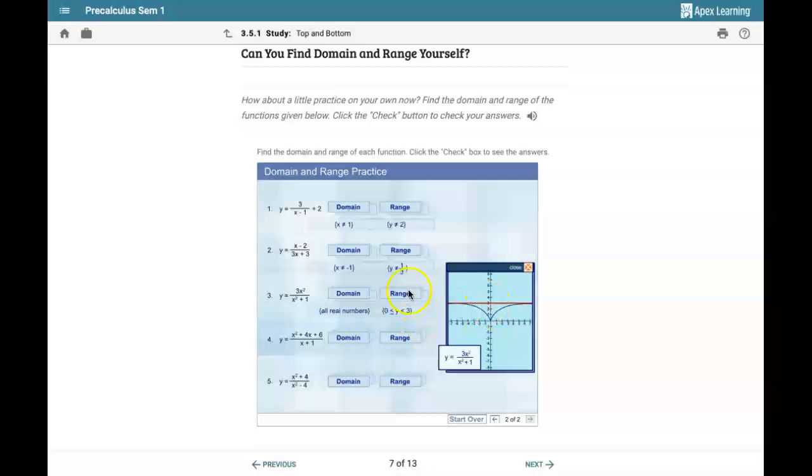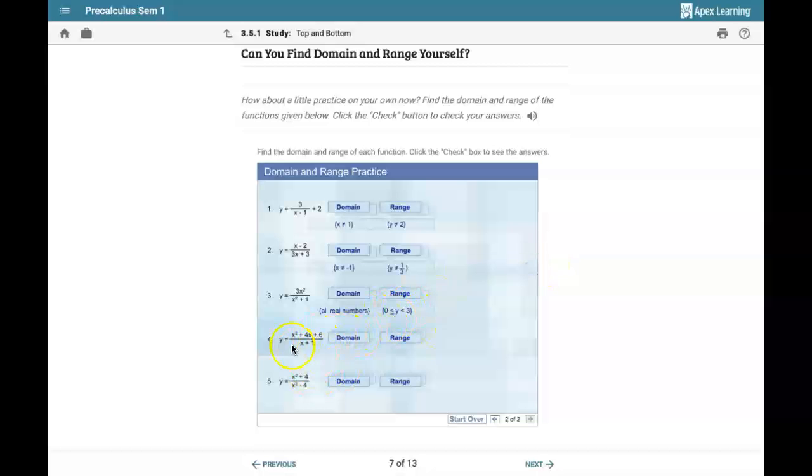So for our range here, since we have no values less than 0 and no values greater than 3, we can say our range is 0 to 3. Or we say y is greater than or equal to 0, and it is less than 3.